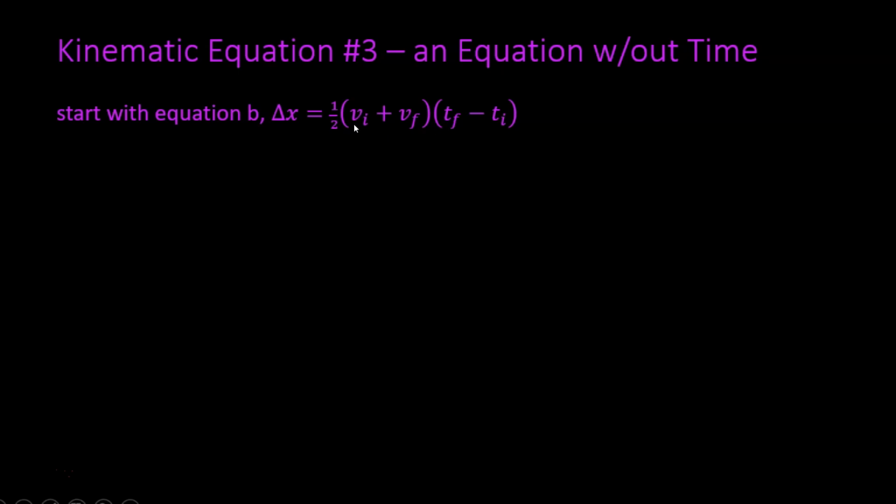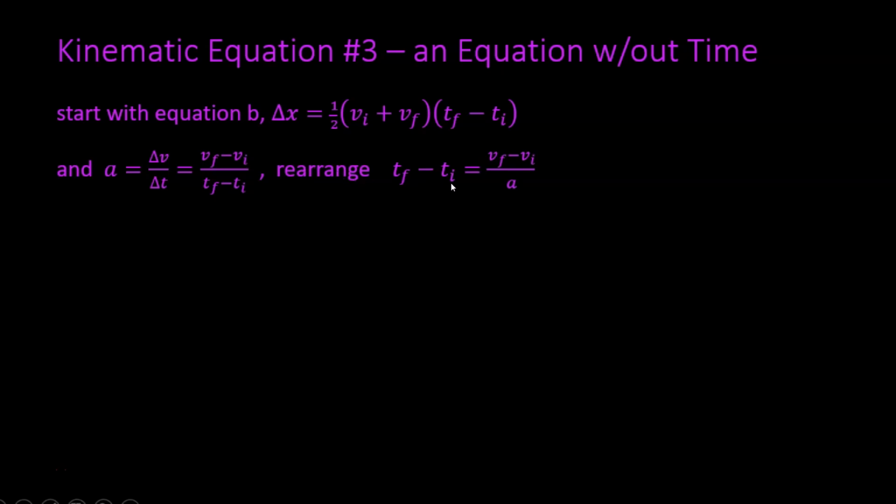Remember, v sub i is the initial velocity, this is the final velocity, this is the final time, this is the initial time. Now I also know that the acceleration is equal to the change in velocity divided by the change in time. I'm going to take this expression and rearrange it so that I have t sub f minus t sub i is equal to v sub f minus v sub i divided by acceleration. So all I did was take this equation and rearrange it.